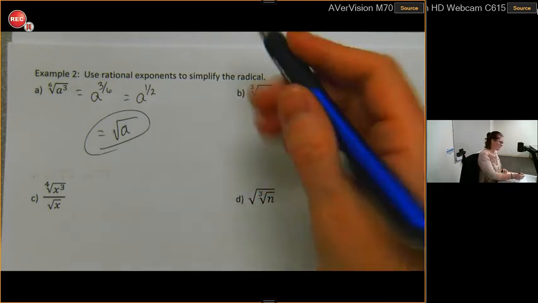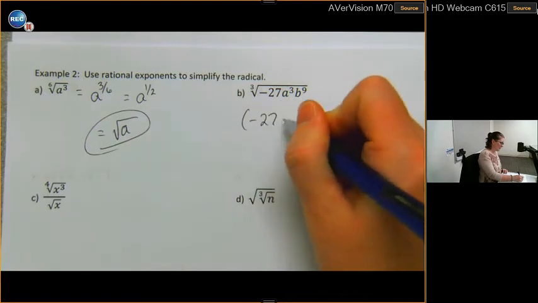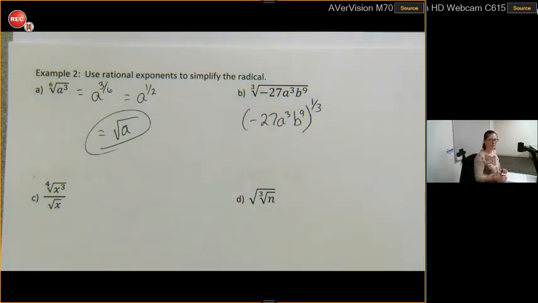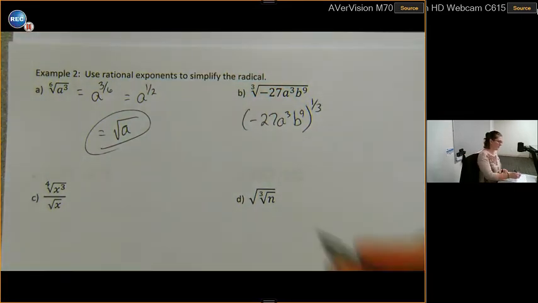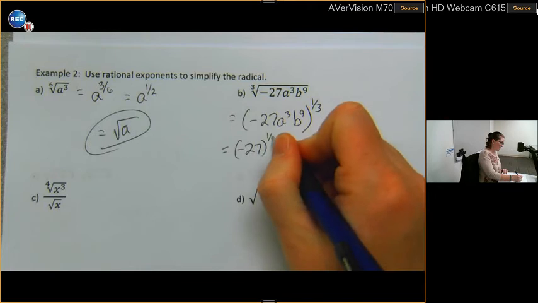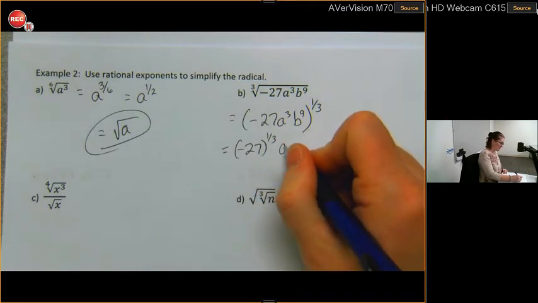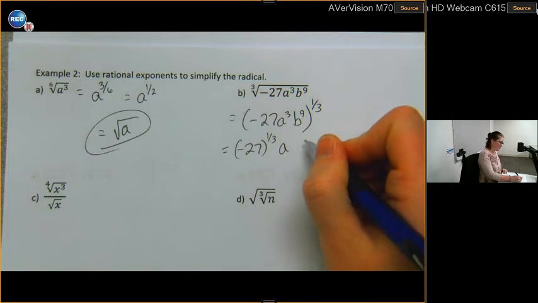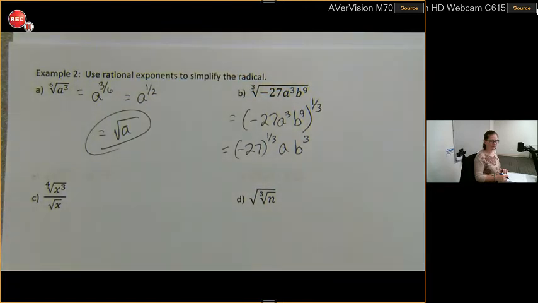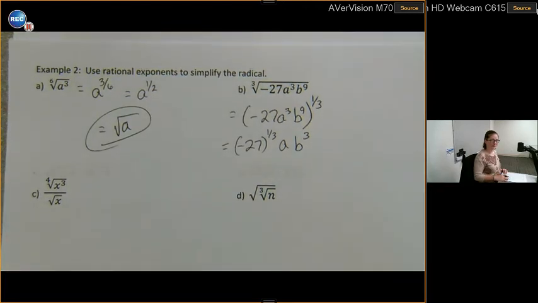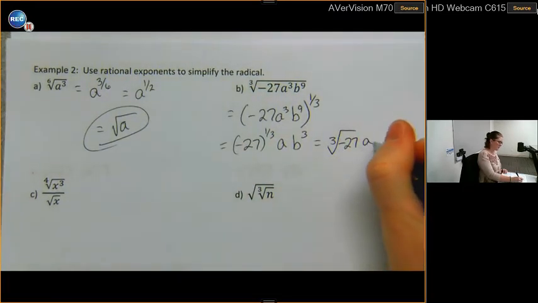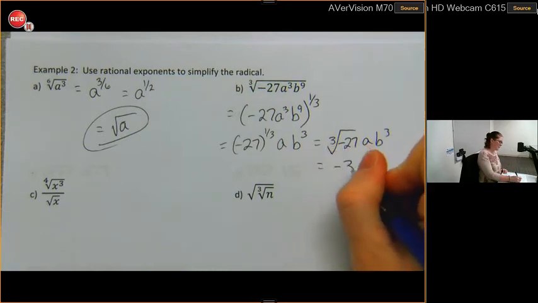Part B, my exponent as a fraction is 1/3. So I'm going to distribute the 1/3 exponent. When I multiply 3 times 1/3, I just get 1, and 9 times 1/3 is 3. And then I'm going to solve out the 27. So that is the cube root of -27. And the cube root of -27 is -3.